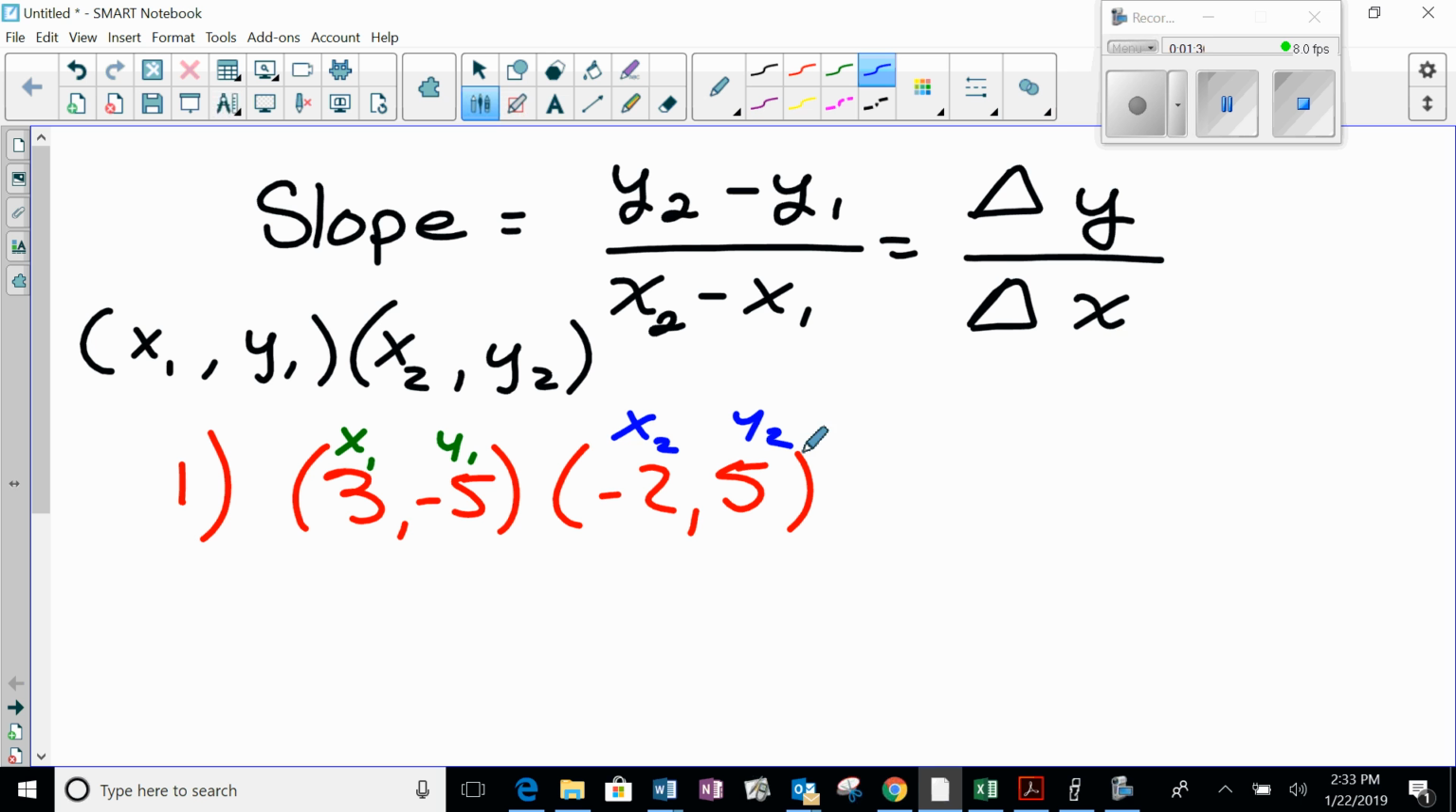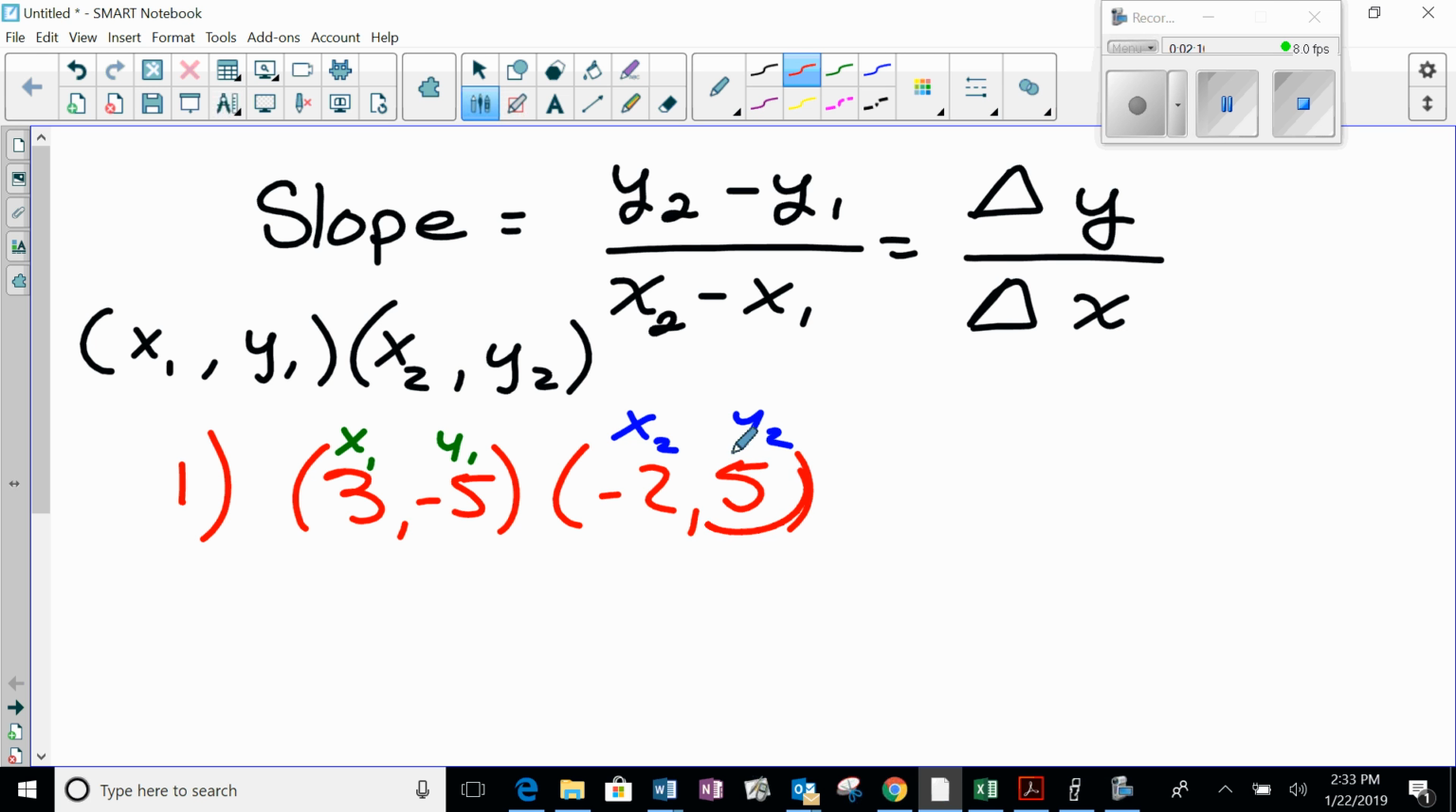We're doing the change in y over the change in x. Change just means difference. Difference means subtraction. So technically it doesn't really matter which one you start with, but you're subtracting the y values, you're subtracting the x values. If I start with the second point for y, I have to start with the second point for x. If you started with the first point, you need to start with the first point for x. Okay? Now I'm going to subtract these numbers.